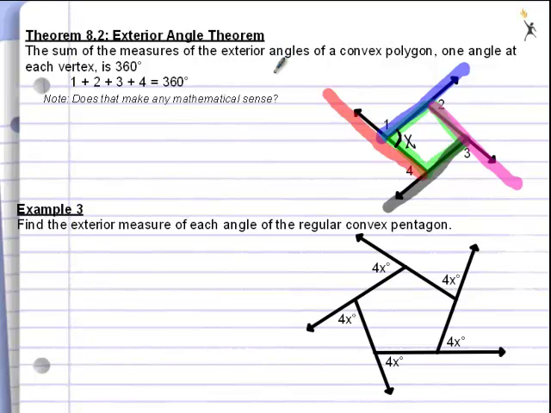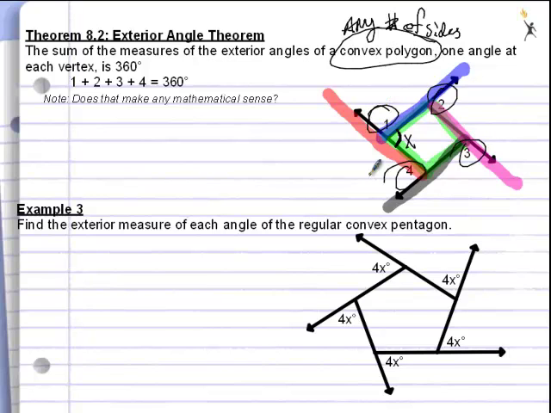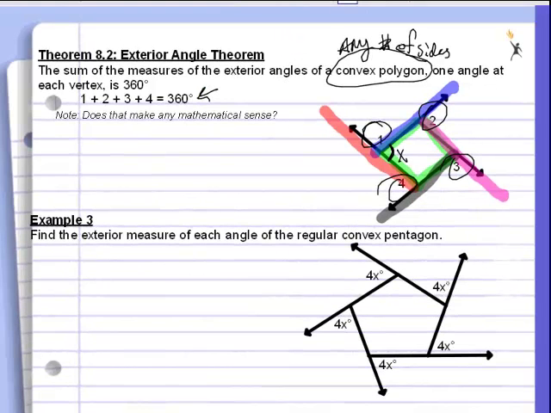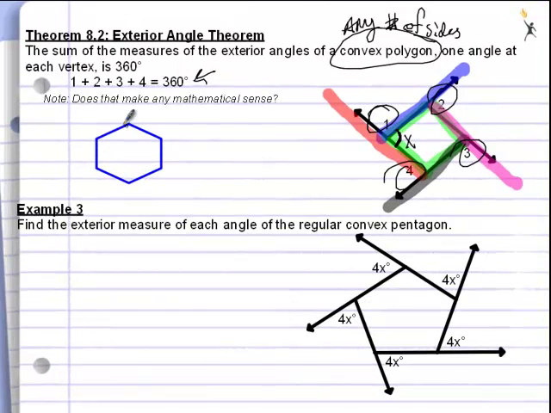What this tells you is the sum of the measures of the exterior angles of a convex polygon. Convex polygon meaning any number of sides. Something that has 10 sides or something that has 4 sides. All 4 of these exterior angles are going to add up and equal 360 degrees. If I draw a quick, let's call it a hexagon, something with 6 sides, and I take all of these sides, and draw straight lines out of them.